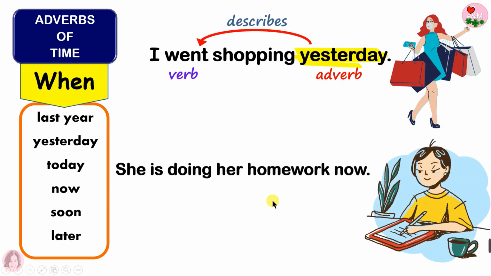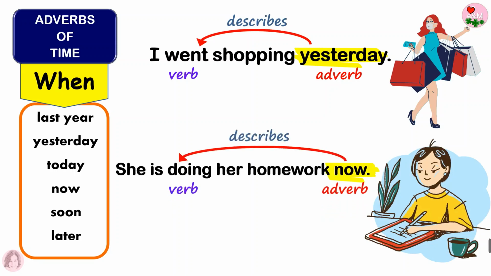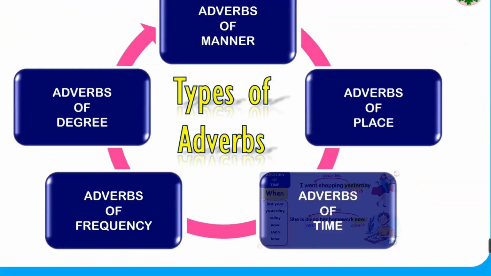Another example. She is doing her homework now. Now is an adverb of time. It describes the action is doing. The adverbs in each of the sentences answer the question, when? When did you go shopping? Yesterday. When does she do her homework? She is doing her homework now.